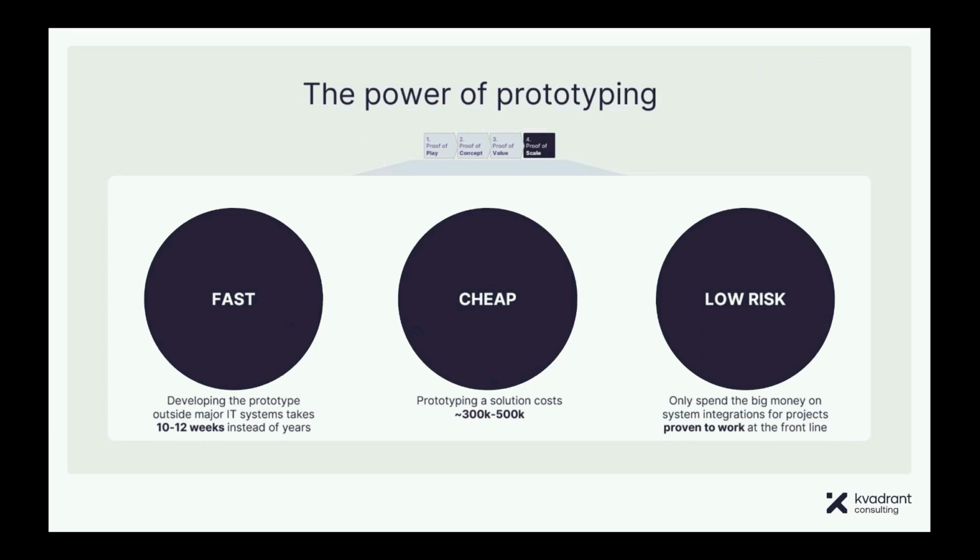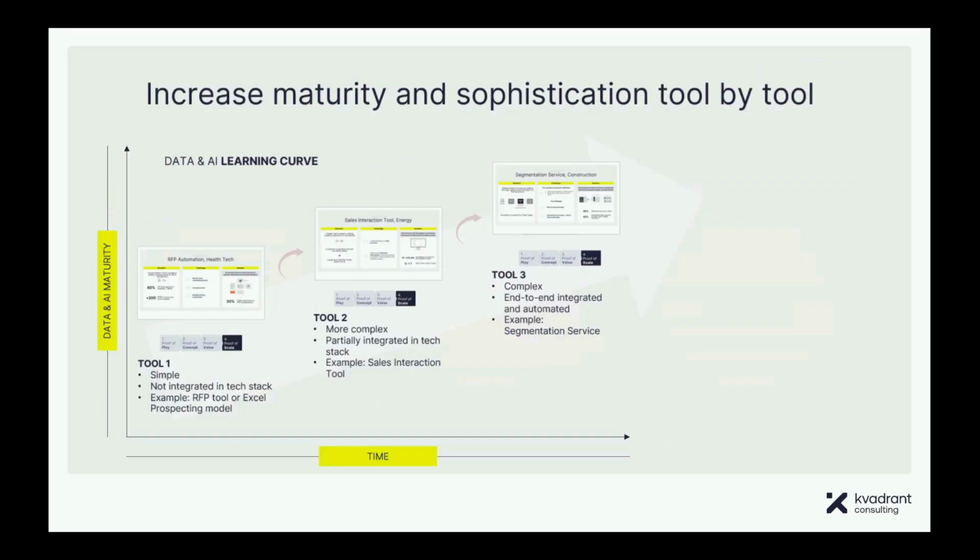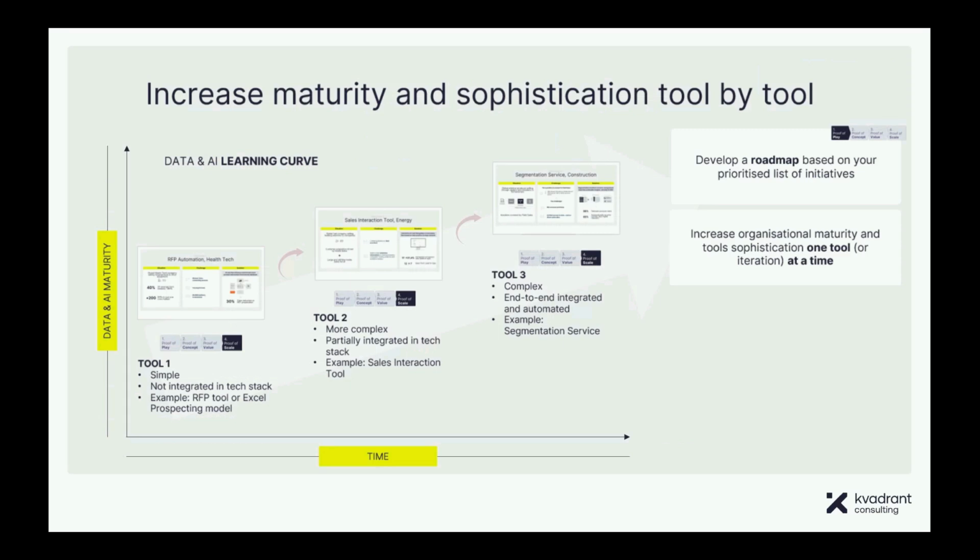Good. Final reflection here from my side before we get to the Q&A is that it is, of course, a learning journey, and in this journey, I think it's best to increase maturity and sophistication, tool by tool or iteration by iteration. And I think the best way is again to develop this roadmap that we talked about before, and then plan out to do one tool at a time.